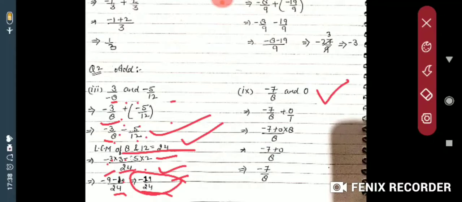Now minus 7 by 8 and 0. First of all, just keep one thing in mind. Whenever you are adding any number with 0, you will get that required number only.